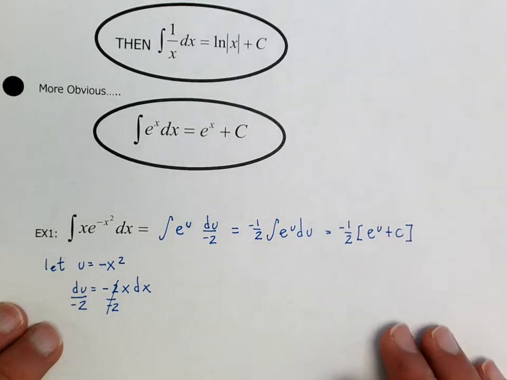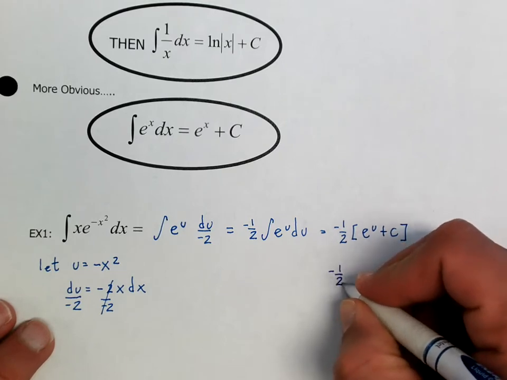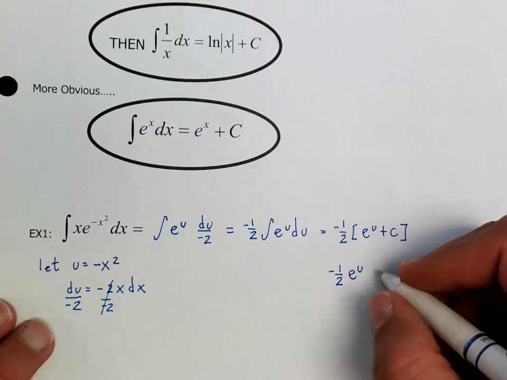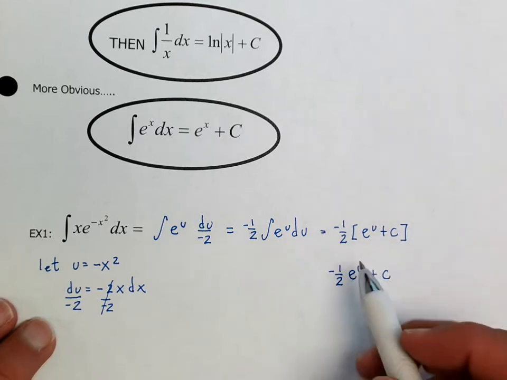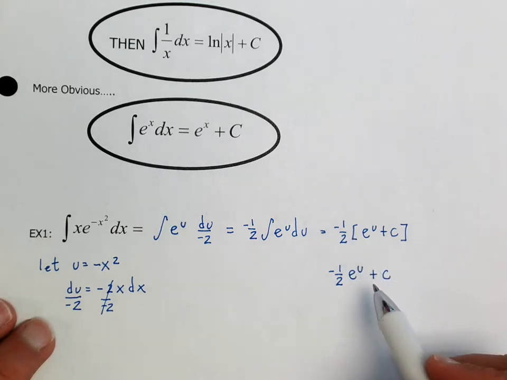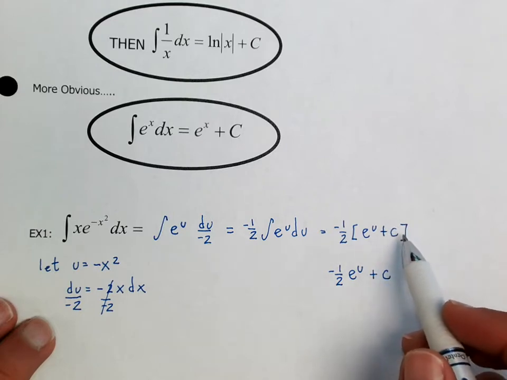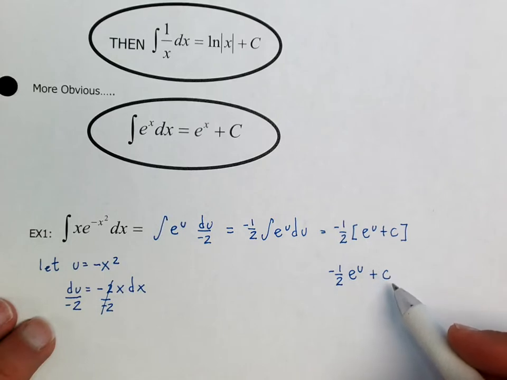Okay, now if we distribute that 1/2, we will have negative 1/2 e to the u plus a constant. Now I know that you're thinking, well, how come this is not negative 1/2 c? Well, it can be, but that's still a constant. So even if I grab this constant and I multiply it times another constant, that's still going to give me some other type of constant. So I can actually leave this like that.